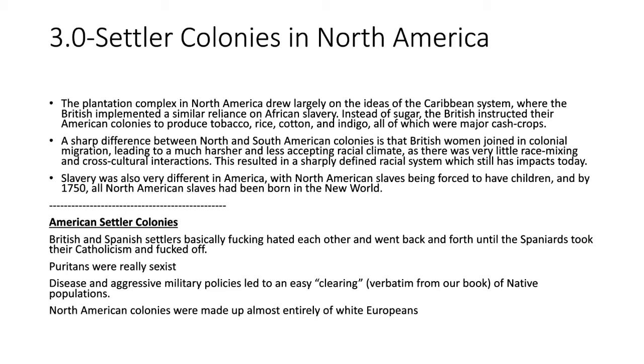There is one thing that I want to touch on though. Our book uses the word clearing verbatim to describe the genocide of native populations in America, which is super sus. They say that the two main causes are disease and aggressive military policies. I don't know what aggressive military policies is, but if they're using the word clearing in the same sentence to describe a genocide, we can assume it's probably pretty bad, right?